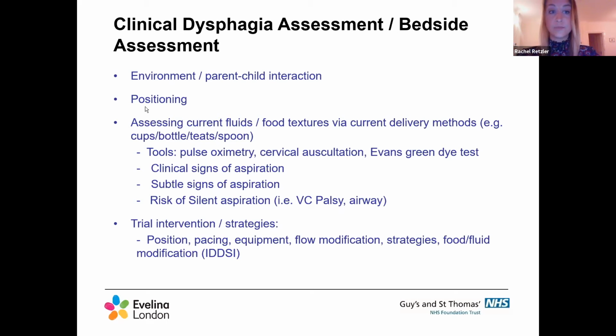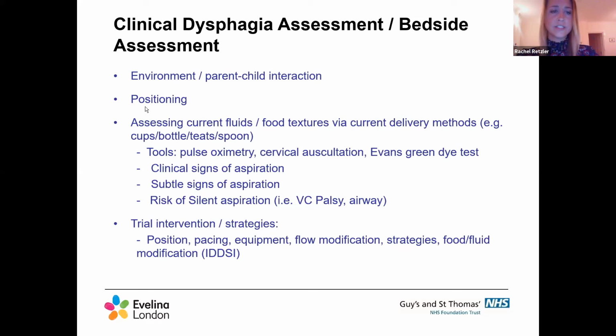We use tools such as pulse oximetry, cervical auscultation, green dye assessment in some cases for a tracheostomy population. We're looking for the clinical signs as well as the subtle signs of aspiration. And as we've touched on throughout this presentation, we're keeping in the back of our mind, given this child's medical history and their presentation, do we feel they might be at risk for silent aspiration? For example, again, vocal cord palsy is one where I'm always thinking that.